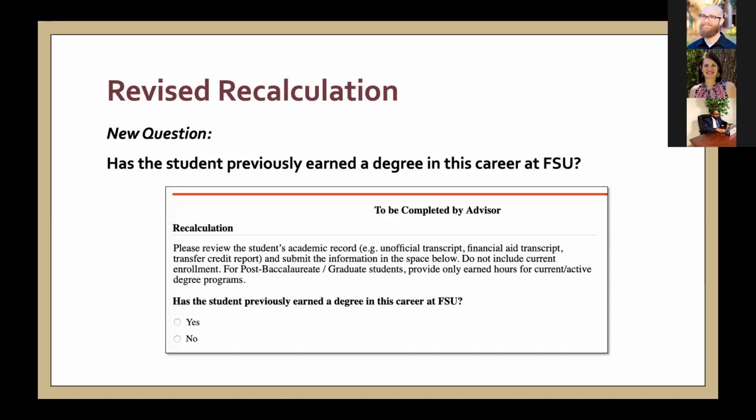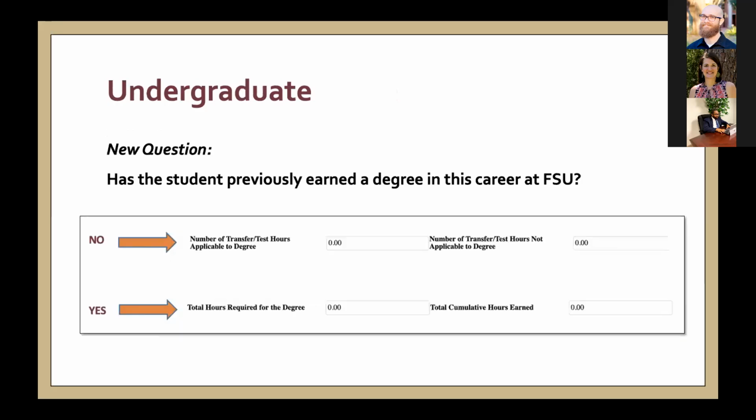Depending on how you answer this question for an undergraduate student, that's going to indicate which questions and which fields are going to populate on the form. So if the answer is no, the student hasn't already earned a degree from FSU in the same career, then you're going to get the 2 blocks of questions asking just about the test credit and the transfer credit, and how many of those hours are applicable and how many are not. You won't have to worry about anything else. You're just going to see these 2 questions, nothing about total hours earned or anything like that. It's just focused on the test and the transfer credit.